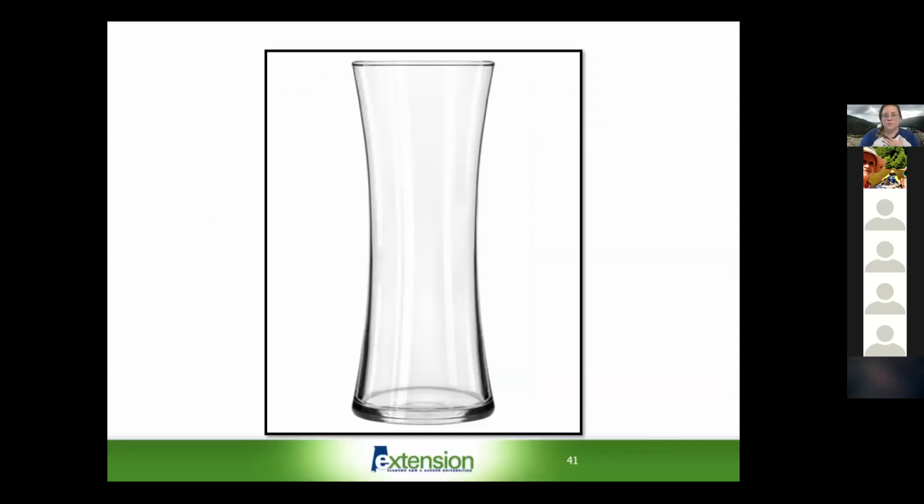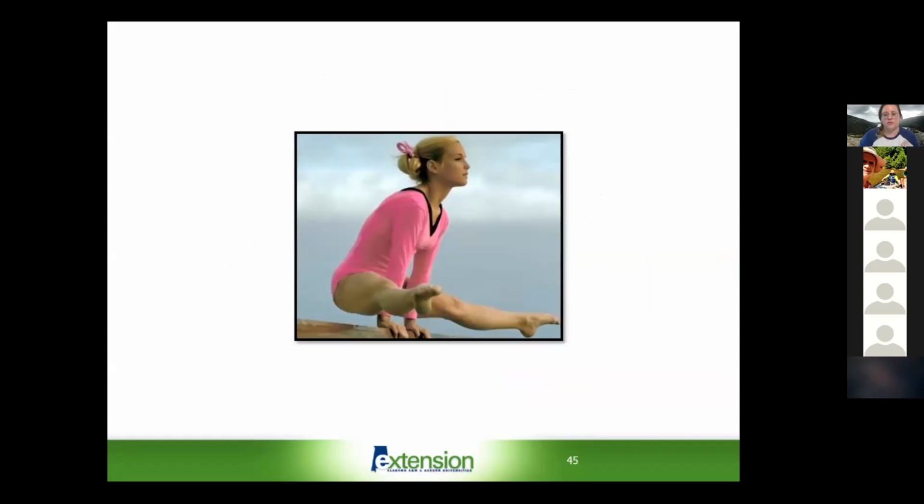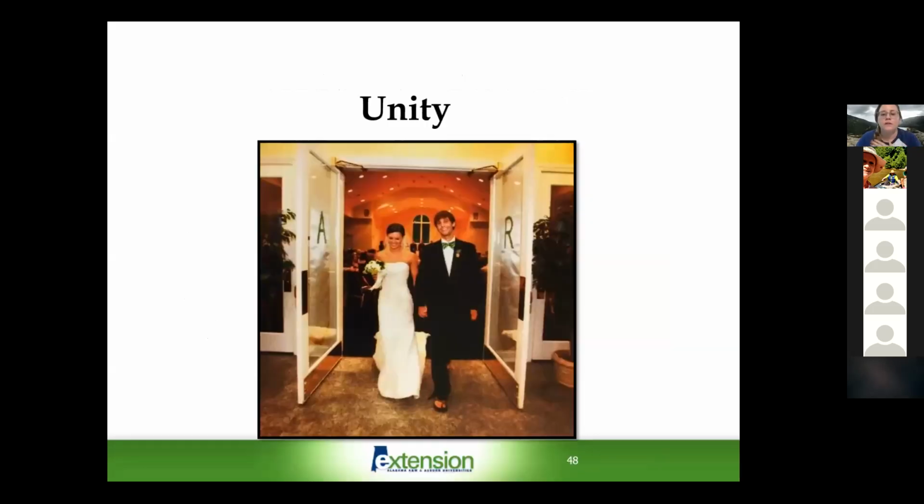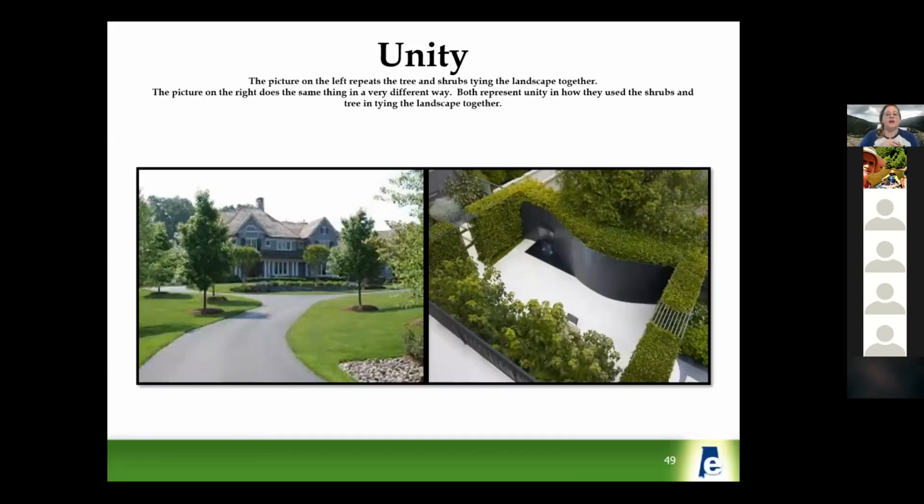So we've got several principles we'll talk about, and each of these pictures kind of goes along with them, and I'll go through them really quickly. But those principles of design are unity, simplicity, variety, proportion, sequence, and balance. And we'll go through each of these. The first principle is unity. And it is our overriding most important principle. Unity can make or break a landscape. And if we don't do anything else, any of the other principles, we need to make sure that our landscape is unified.